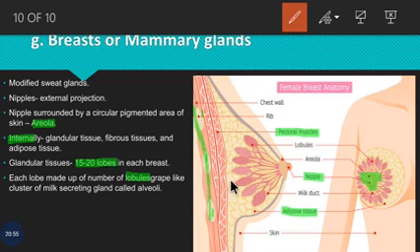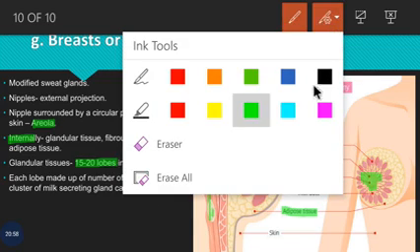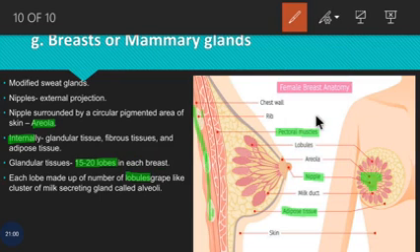So it looks like grape branching. You know what a grape looks like, right? Here it is a grape-like structure we can find easily, right? So we are going to call it lobules. These are the clusters of milk secreting glands, and these are nothing but what we are going to call alveoli.